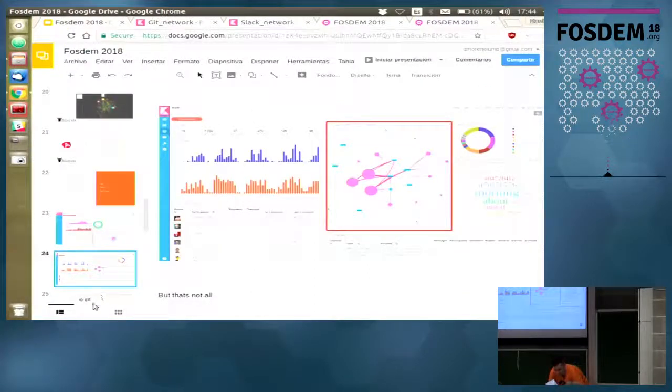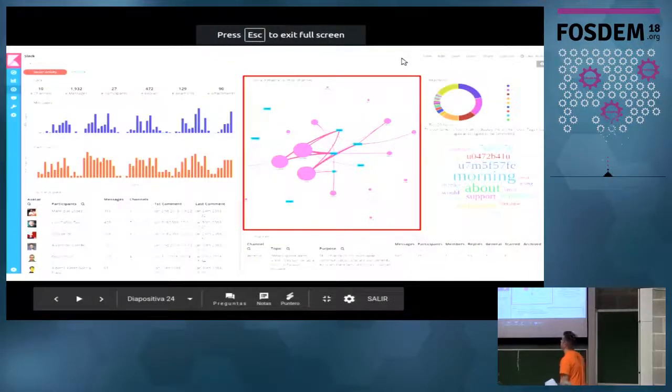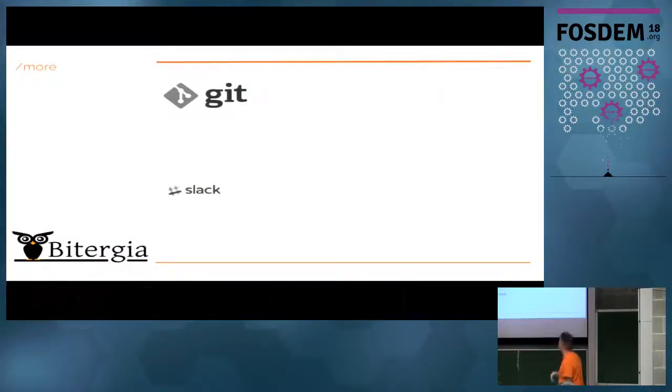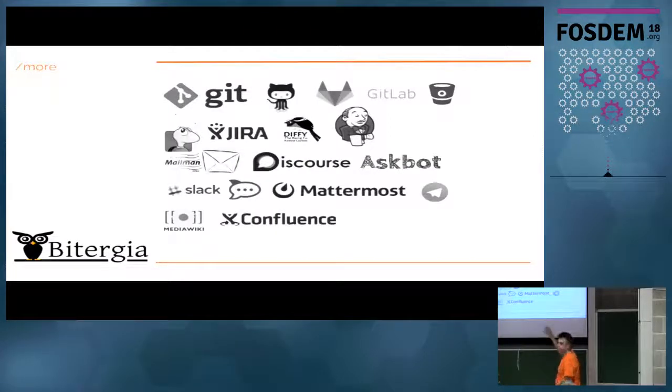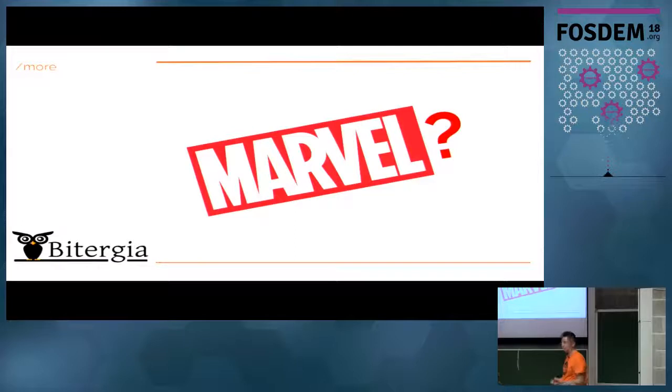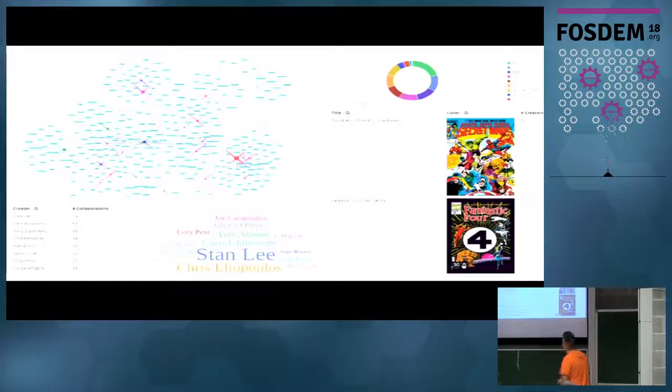But that's not all. Again, we can analyze Git and Slack, but we can also analyze GitHub, GitLab, Bitbucket, Jenkins, Jira, and so on. Maybe, why not Marvel? Marvel Comics, why not? This is a network that relates authors of Marvel Comics to the comics. You can see all the networks with the tag cloud. Stan Lee is the most important author of Marvel, and it's useful information.